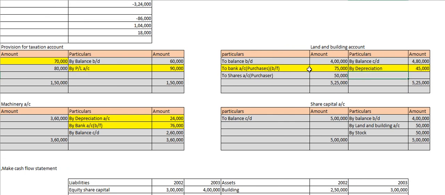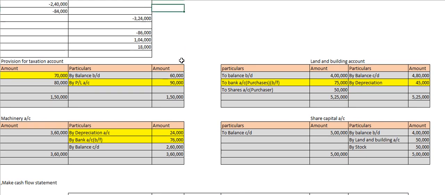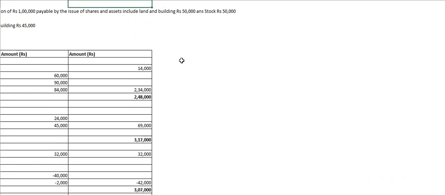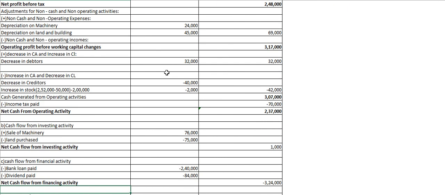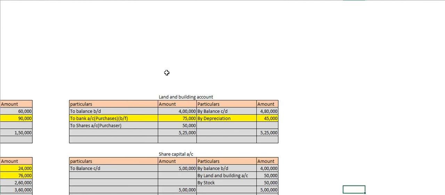Moving on to the second account, which is land and building. It is an asset account, so you will have a debit balance. So it is to balance brought down 4 lakhs, by balance carried down 4,80,000. So as I told you earlier, we look into the adjustment regarding land and building. So 50,000 of land was purchased by issuing of shares, and depreciation on land is 45,000. So that is what we are going to account in land and buildings ledger.